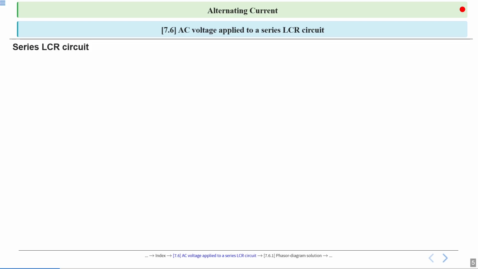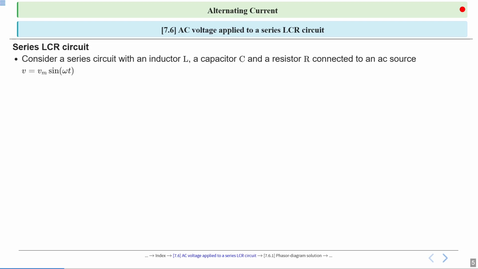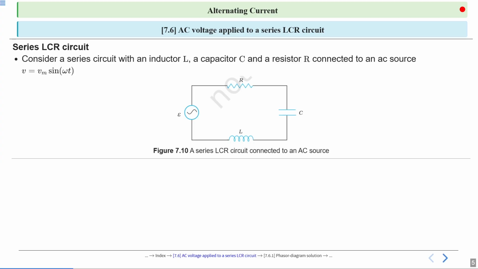So, let's start with the series LCR circuit. Consider a series circuit with an inductor L, a capacitor C, and a resistor R. All three components are connected to an AC source. We will take the instantaneous voltage expression same as we have taken in the previous three lectures, for purely resistive, purely inductive, and purely capacitive circuits. The same voltage source we are going to take in the LCR circuit also. Okay, so this is the diagrammatic representation.